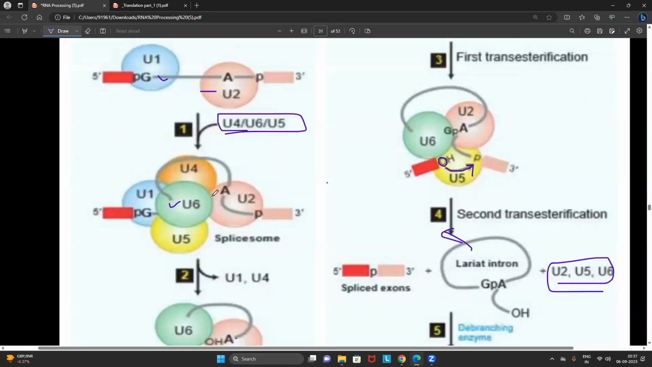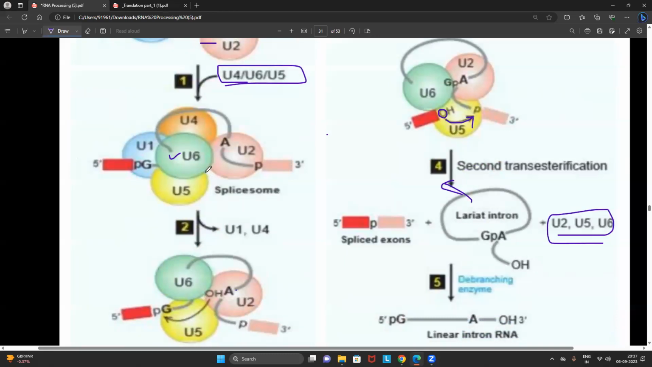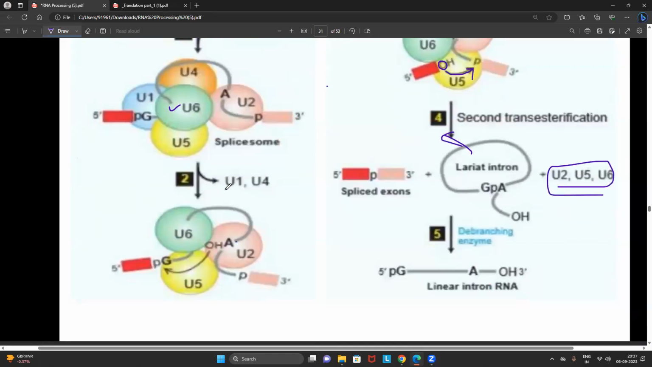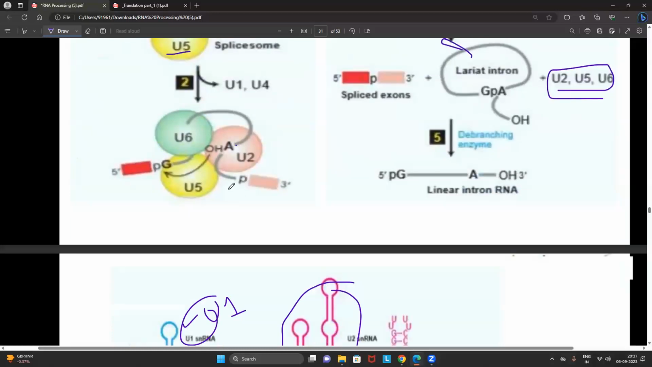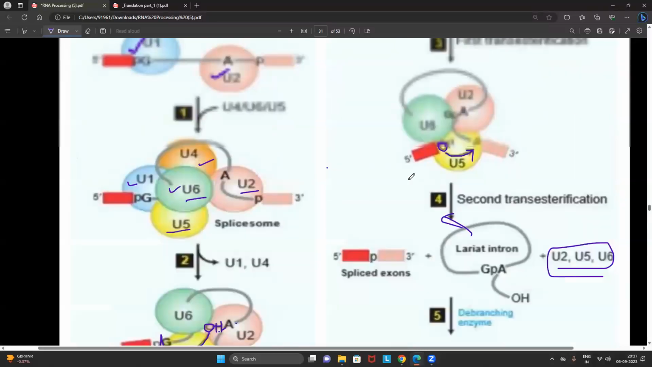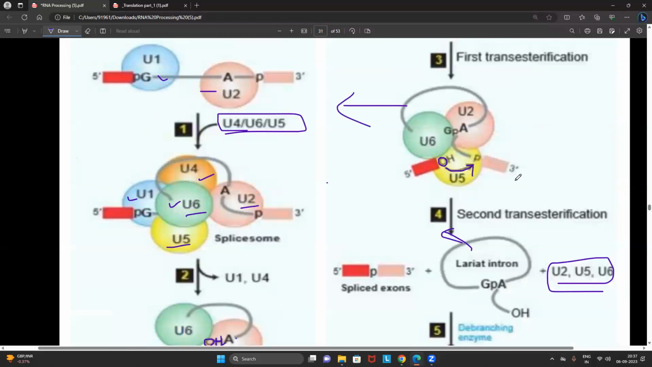Then all come close together. As a result, a structural or conformational change occurs. As a result, U4 and U1 will be released out, and left are U2, U5, U6. So what's going to happen now? Look into the point very carefully. U2 will push the branch point. Look into that. It will push the branch point. So the branch point has an OH group, right? Now that OH group will come and cut the 5' splice site. So friends, half the intron came out.